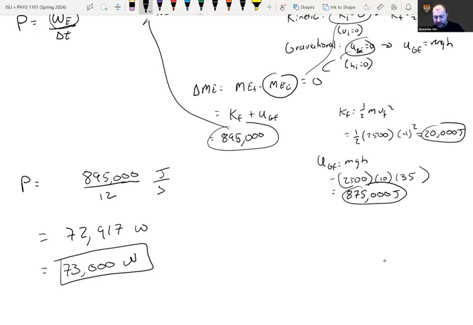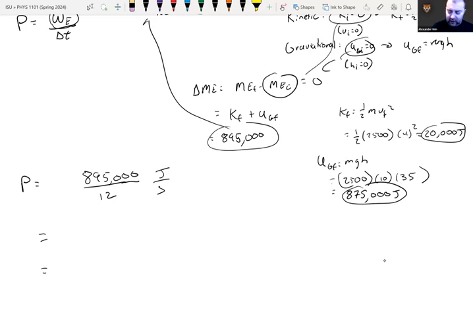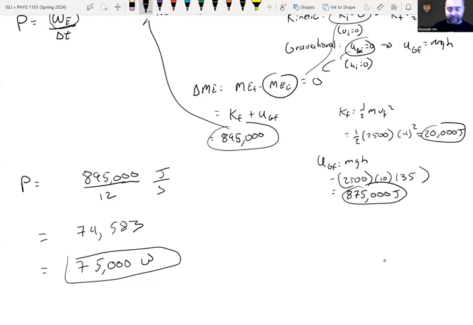In any case, oh no, that's incorrect. I typed in the wrong thing. Okay, I thought that was wrong. This would actually be 74,583, which again is about 75,000 watts if we only keep 2 sig figs. Or you could do 74,600 if you wanted to keep 3 sig figs, whatever.